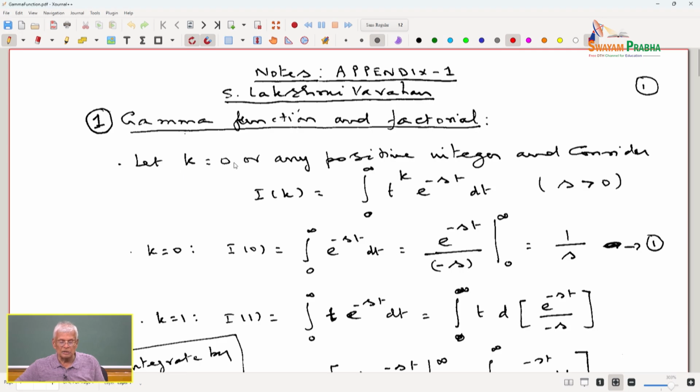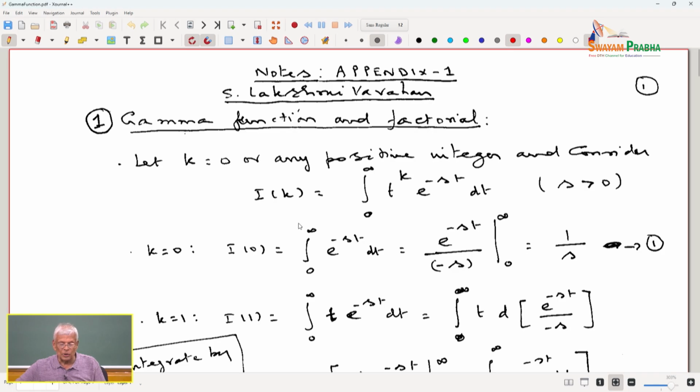Let k be 0 or any positive integer. So k is a non-negative integer. I am now going to define an integral I of k. The integral is defined by 0 to infinity t to the power of k e to the power of minus st dt, where s is a constant greater than or equal to 0. Those of you who have done Laplace transform, Fourier transform, can think of this as the Laplace transform of t to the power of k. That's one way of looking at it, but I'm not going to go there.